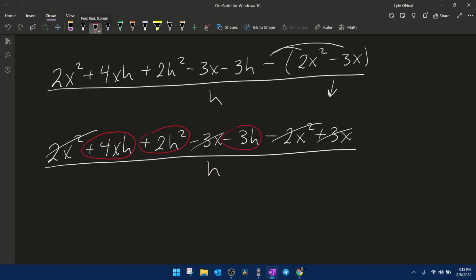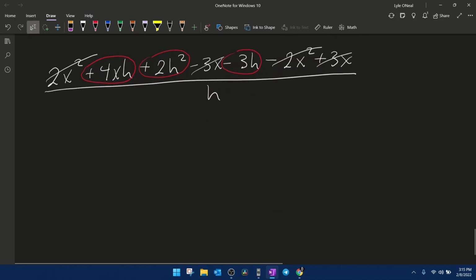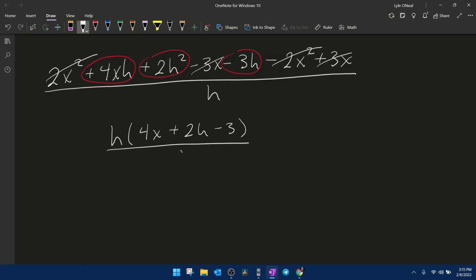In the numerator, we have 3 terms remaining. Notice that all 3 of those terms do have an h, and so the next step would be to factor out the common factor of h. That will leave me 4x plus 2h minus 3. And now we can see that we have a common factor of h top and bottom that will reduce. My final answer for the difference quotient, 4x plus 2h minus 3, is the answer.